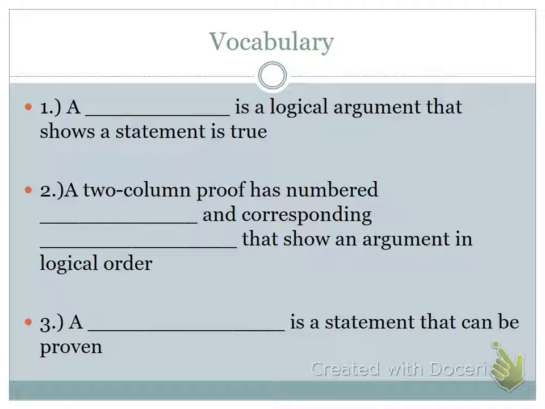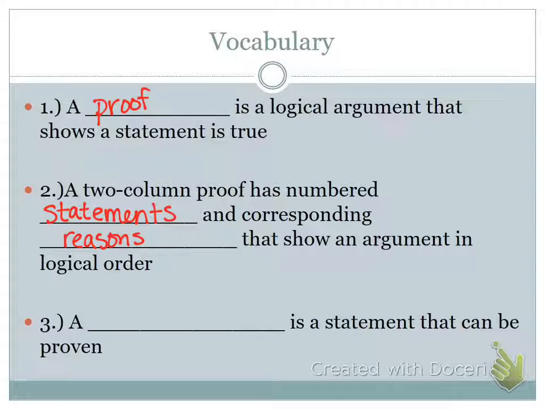All right, a proof is a logical argument that shows a statement is true. A 2-column proof has numbered statements and corresponding reasons that show an argument in logical order.